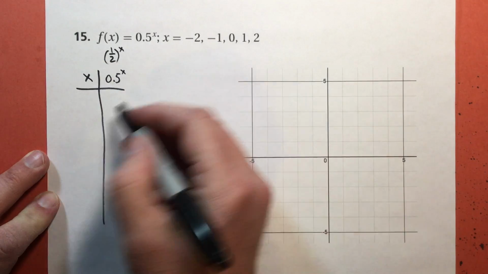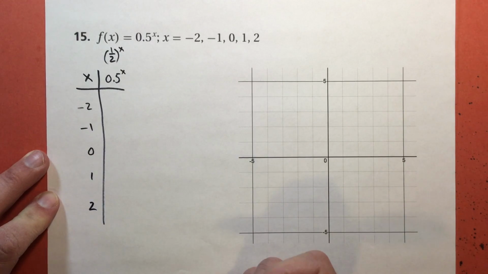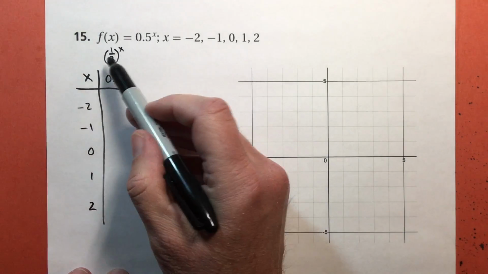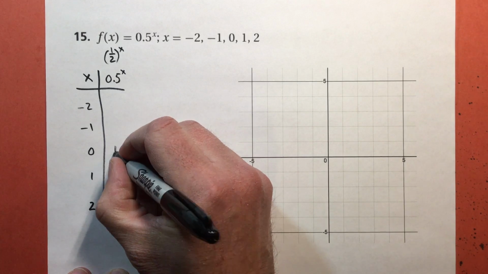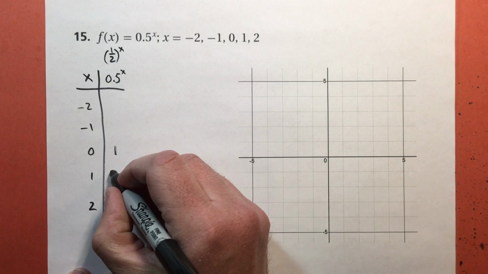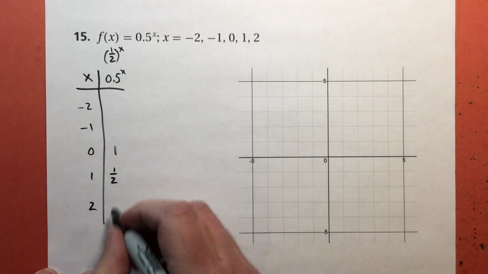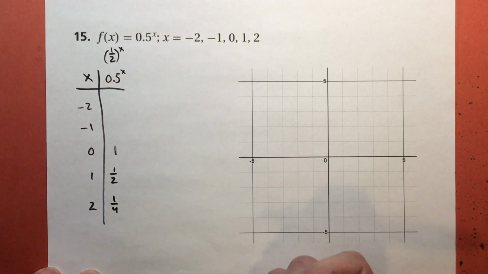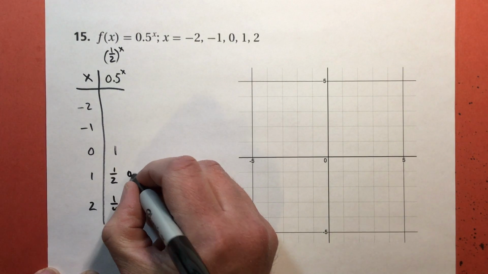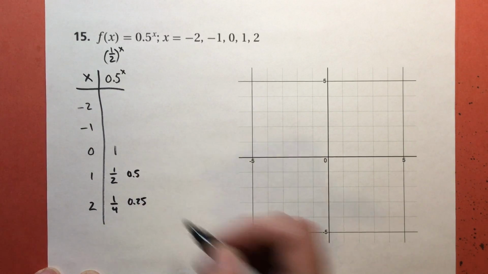And again, this one they did okay. -2, -1, 0, 1, 2. Any number to the 0 power equals 1, except for 0. 1/2 to the first power is 1/2. And 1/2 to the second power is 1/2 times 1/2, which equals 1/4. And if you want to give the decimals, that's fine. That's 0.5, like we said, and this is 0.25.